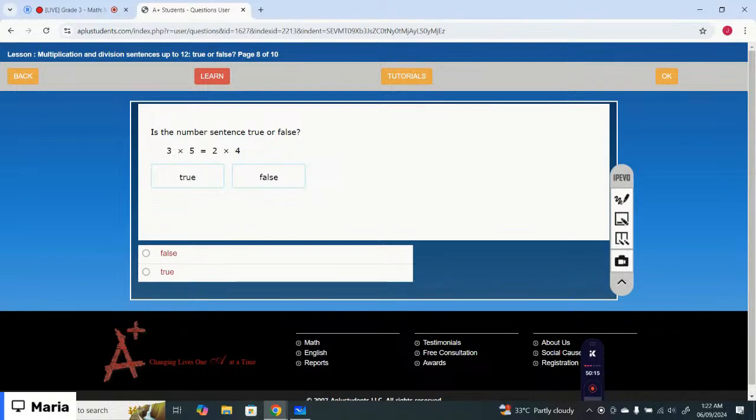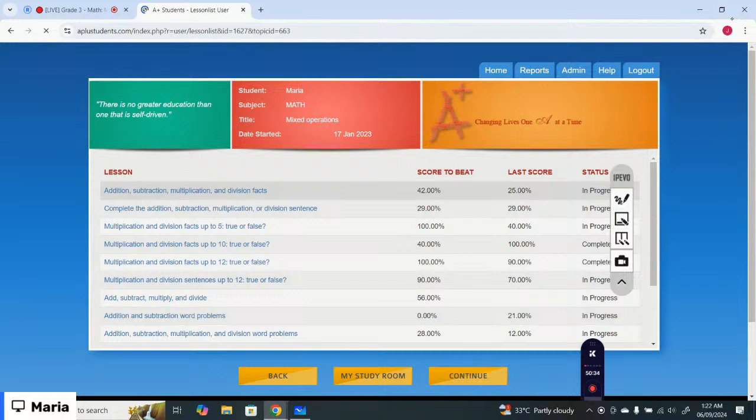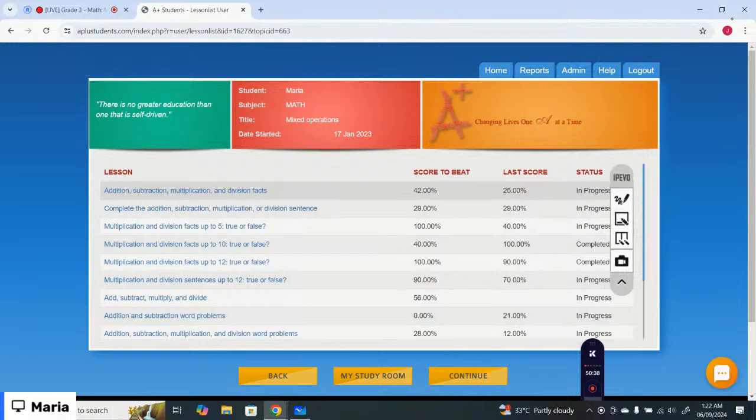False it is, right? 3 times 5 is 15 and 2 times 4 is 8, so false it is. Okay, you can complete the lesson by yourself later today. Let me just move on to the next lesson. If you need more help with the lesson, you can simply click on the live chat button. Tutors are available there.